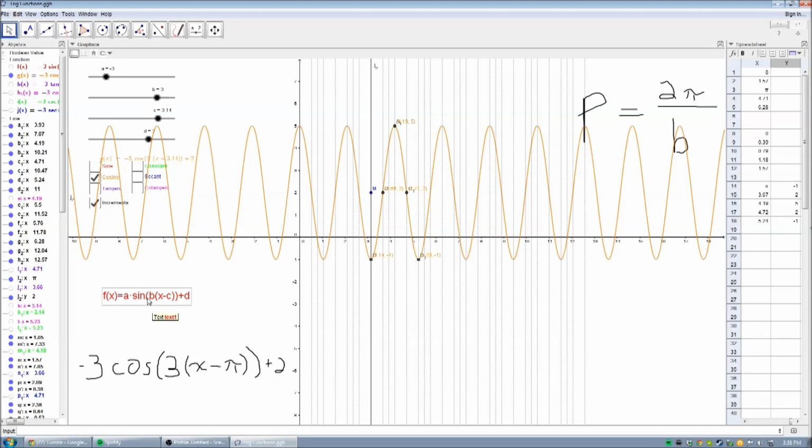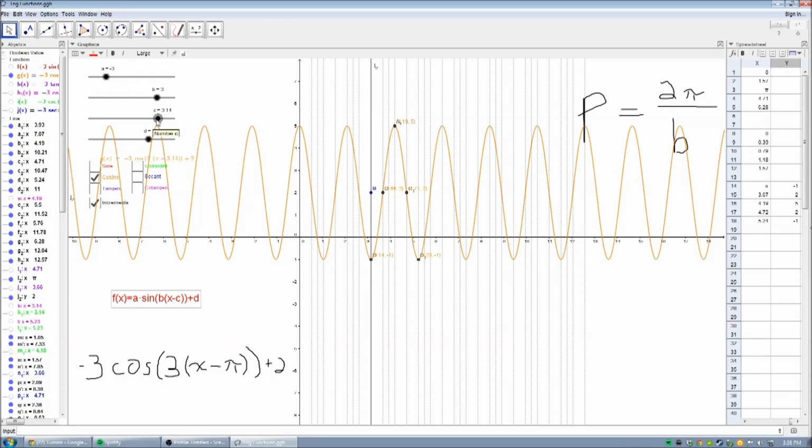Okay, so I'm going to stop taking up so much time, and as a recap, the a variable changes the vertical flip and the amplitude. The b variable affects the period. This is the only equation you need to memorize. The c variable affects the horizontal shift, and the d variable affects vertical shift.